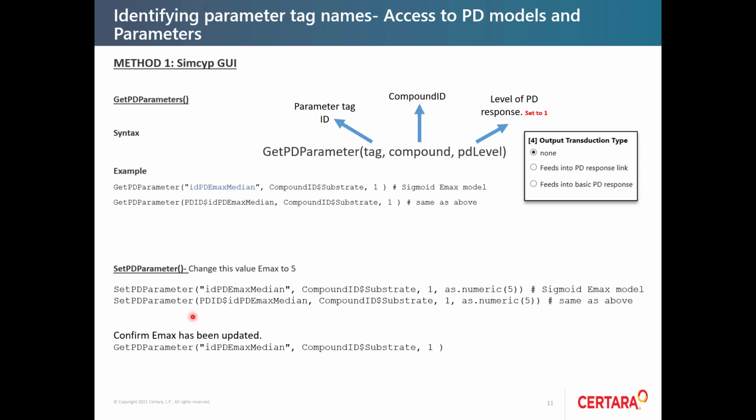To change the parameter value, we use the function called setPDParameter, and you need to specify the tag name, the compound ID, the PD level, and finally the numerical value that you wish to change this to. Once you've done that, you can then rerun the getPDParameter function to just check that your change has been made.